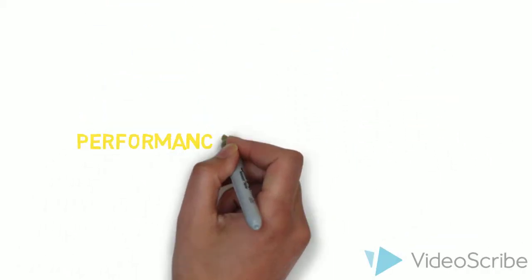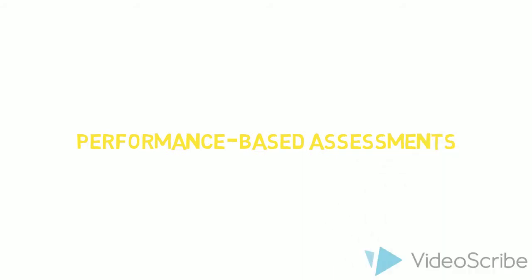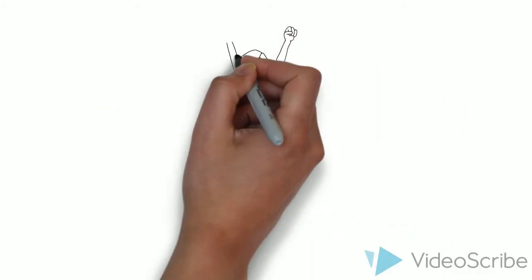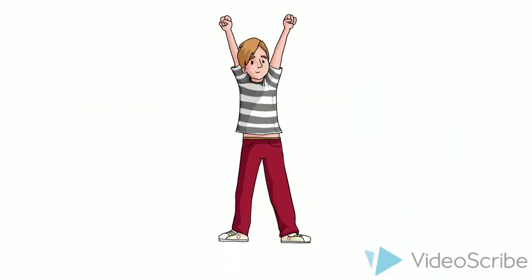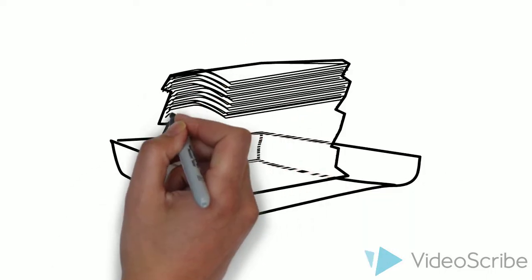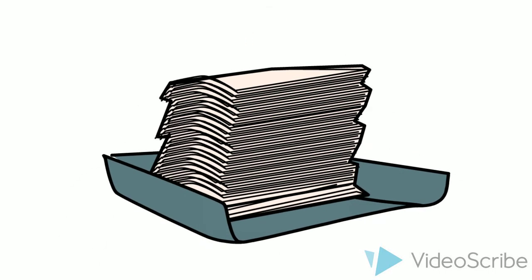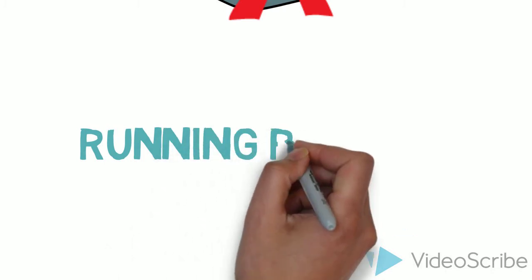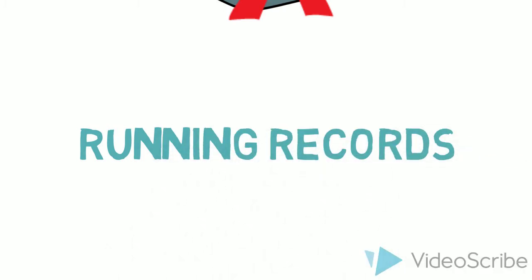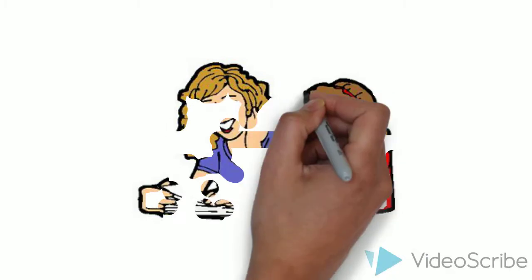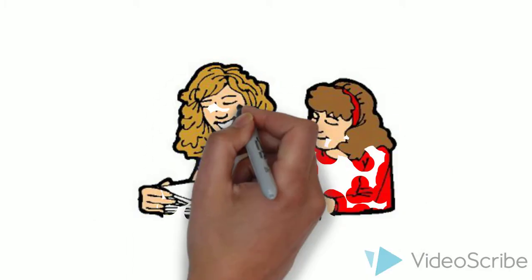Hey guys! In this video, we will discuss and analyze performance-based assessments. Performance-based assessments require students to perform a task rather than select an answer from a ready-made list. An example of performance-based assessment would be the running record. During running records, the students read while the teacher checks for fluency and intonation.